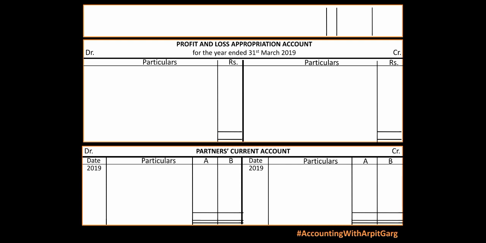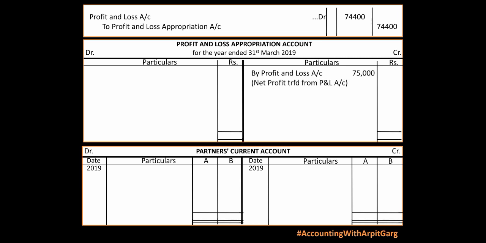And as this is profit, so now our profit and loss appropriation account will be credited. So entry is profit and loss account debit 74,400 to profit and loss appropriation account 74,400. This entry will be posted to ledger account like by profit and loss account 75,000 less interest on loan 600, so 74,400.